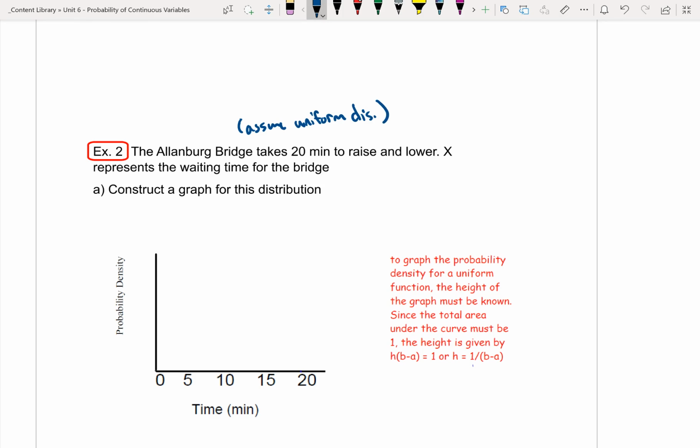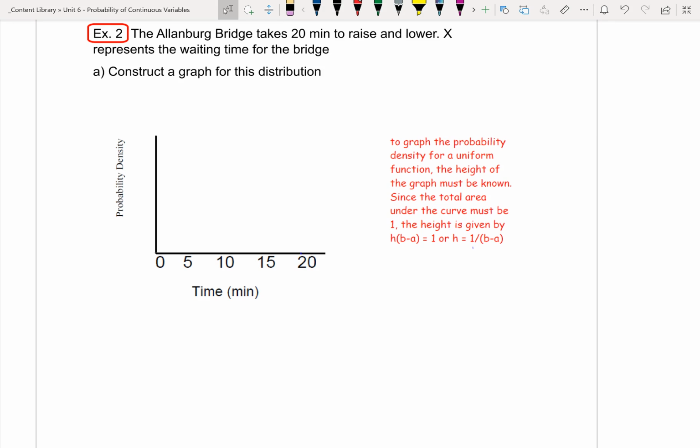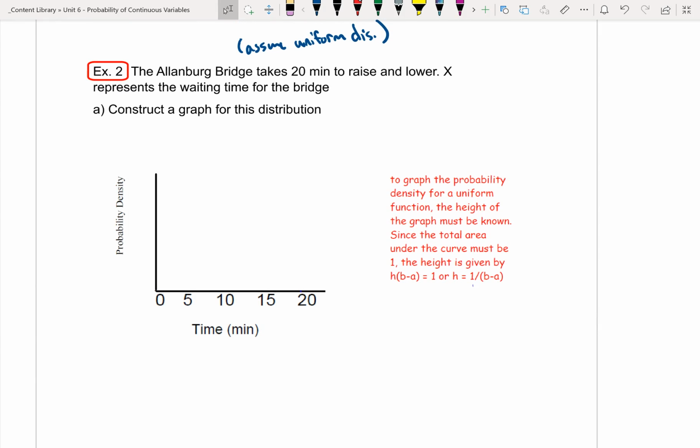And the reason we want to assume this is we want to assume that it's all equally likely of the bridge raising and lowering. So I have my variables on my graph: probability density and the time. So when we're drawing a graph like this, or to graph the probability density for a uniform function, the height of the graph must be known.